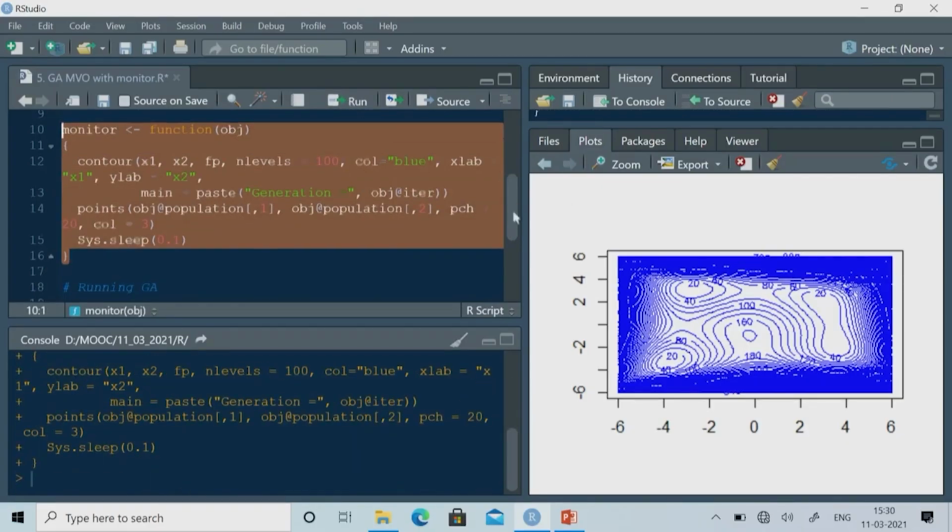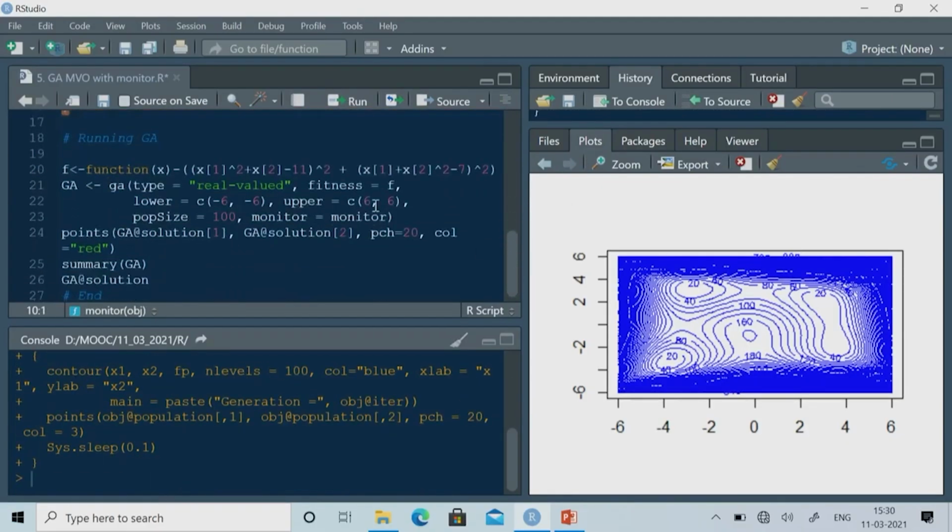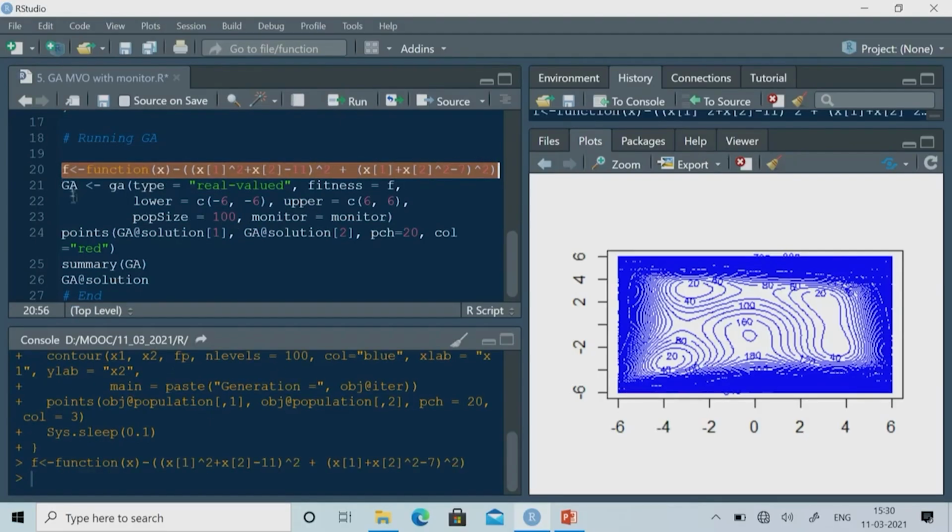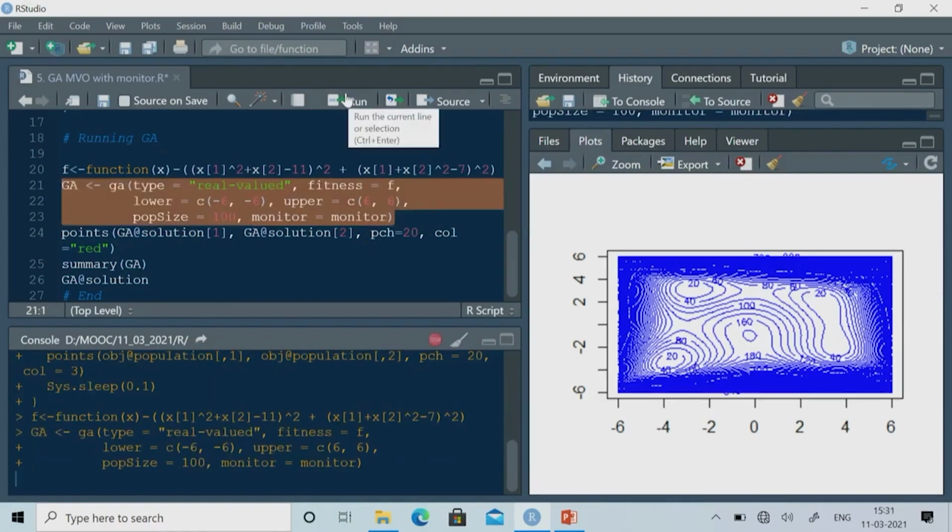So, I have executed the monitor function, and now I have written the fitness function, and then I have used the GA. In this case, I am just using monitor equal to monitor, and the other part is similar. Okay. So, you can see that it is a real valued fitness function f, then lower bound and upper bound I have defined, population size I am using 100, but you can change it, and now I am putting monitor. So, I would like to monitor the progress, the iterations. So, let us execute this one.